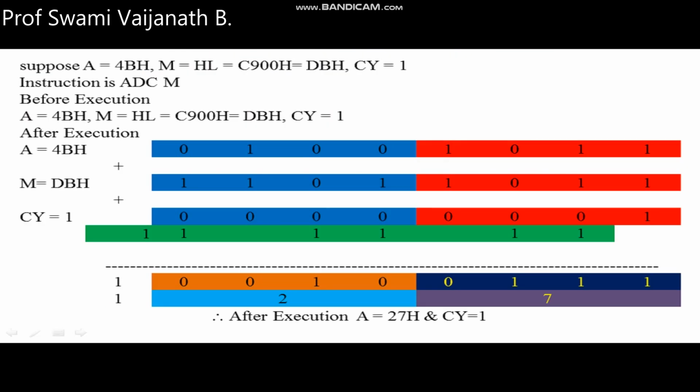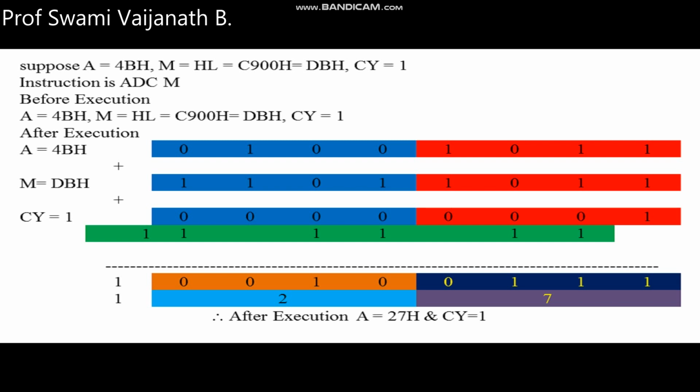Here I can give one example. A is equal to 4BH, M which has address C900H has the content DBH, and carry is equal to 1. Then after execution what happens? A is equal to 27H and carry is equal to 1.